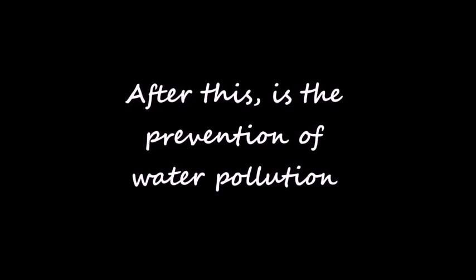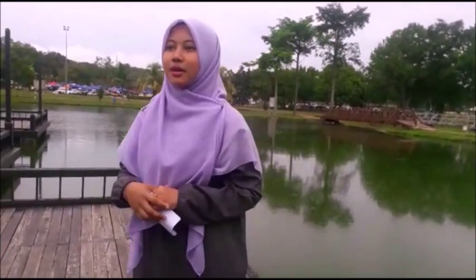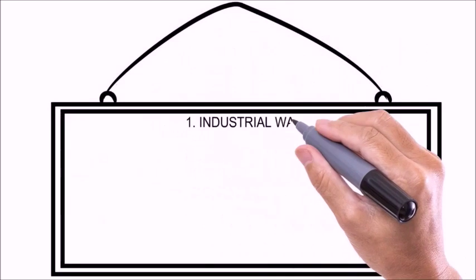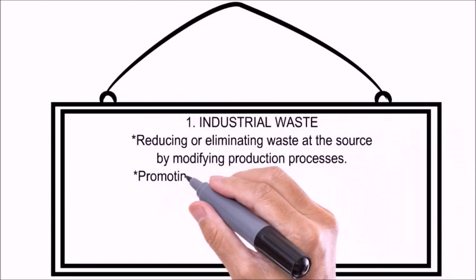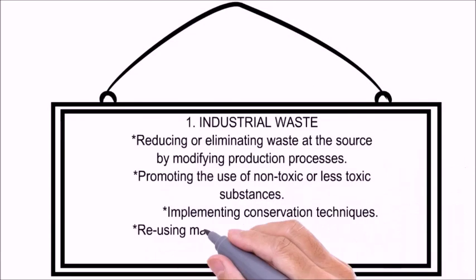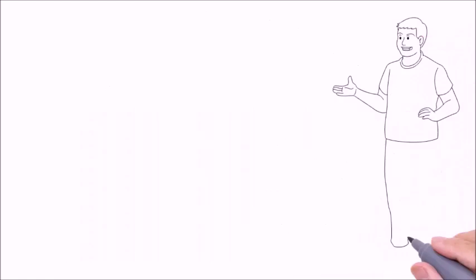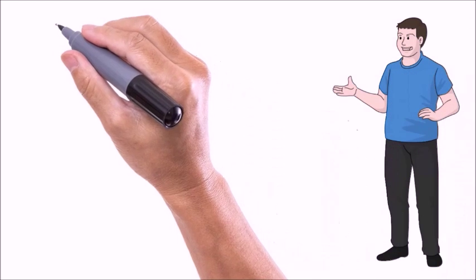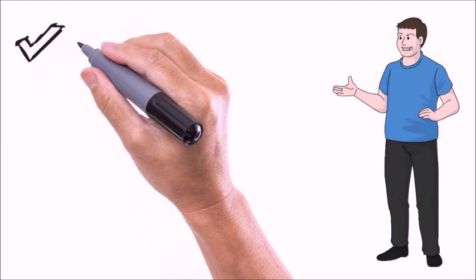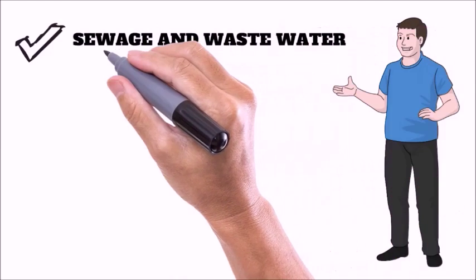After this is the prevention of water pollution. How we want to prevent our earth from becoming polluted, especially water pollution. So today, for the first point, industrial waste. Second point, sewage and wastewater.